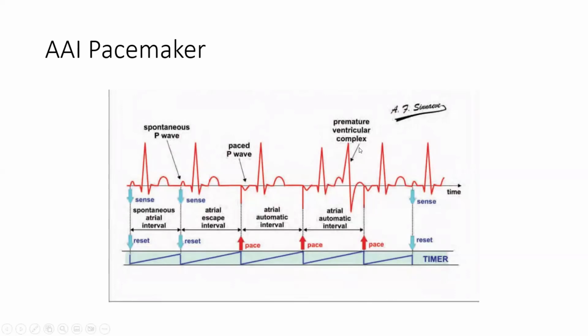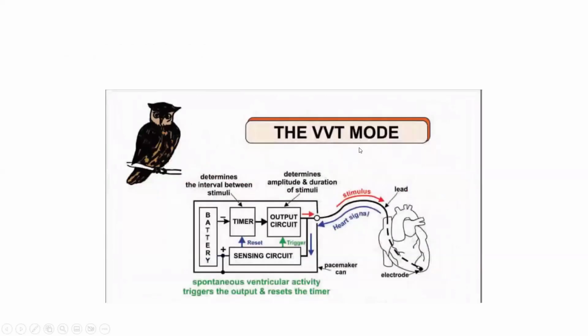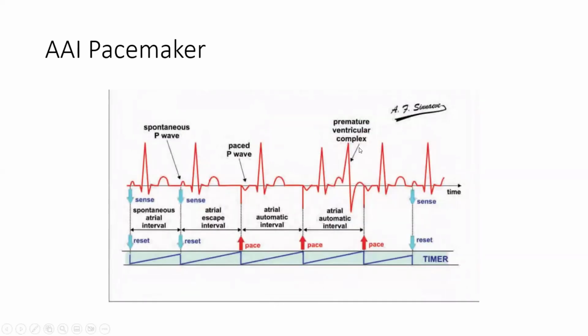Here I have a PVC, and remember that a PVC will not affect the pacemaker at all because it's a ventricular beat, and we have an atrial pacemaker, so there is no lead in the ventricle. The device doesn't see this beat at all. So for the pacing, it's just counting from this spike to the next spike, which causes atrial pacing and a QRS complex, then a sensed P wave with a QRS complex.